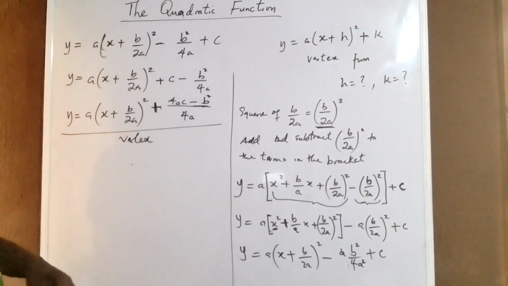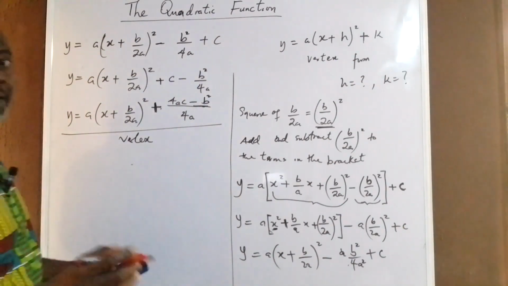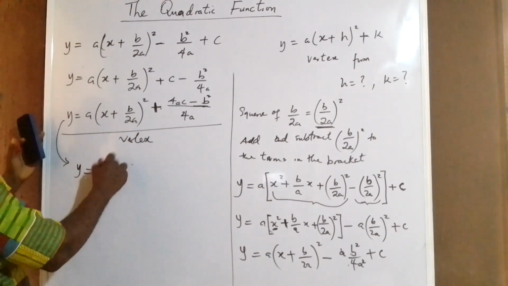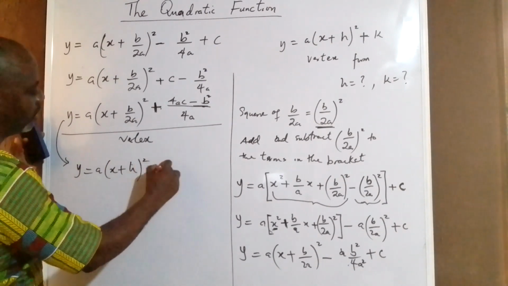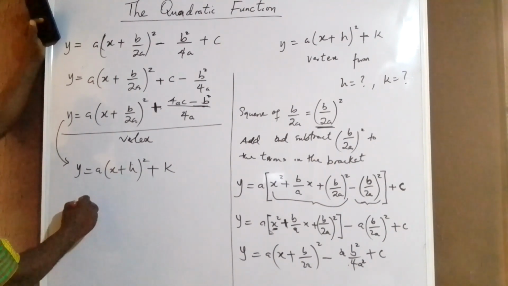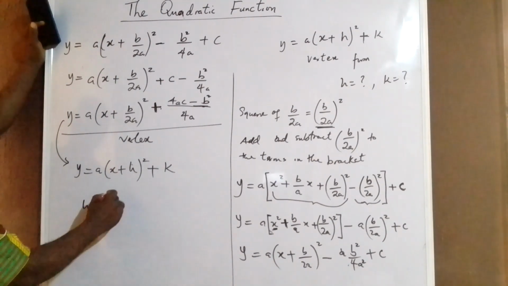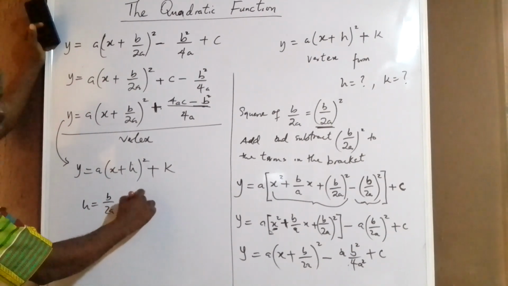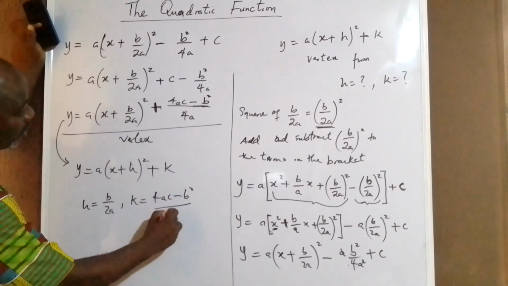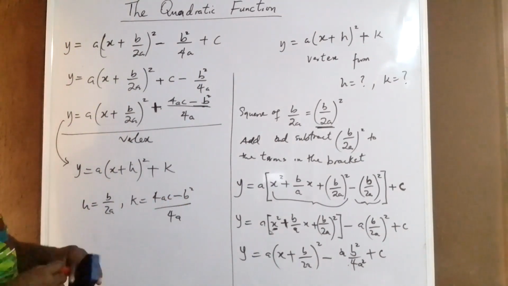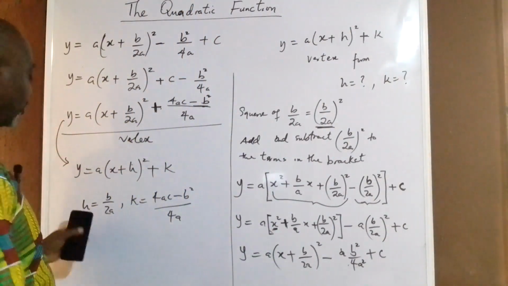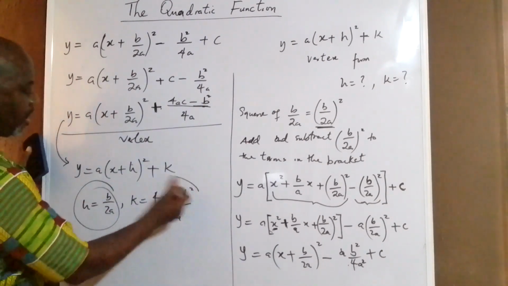I've been able to convert from the standard form to the vertex form. You can see clearly that this vertex form is similar to y equal to a bracket x plus h squared plus k. Now, in this case, you will see that h will be equal to b over 2a, and then k will be equal to 4ac minus b squared over 4a. Now, from here, we are not done yet. We have just only found the value of h and then k.